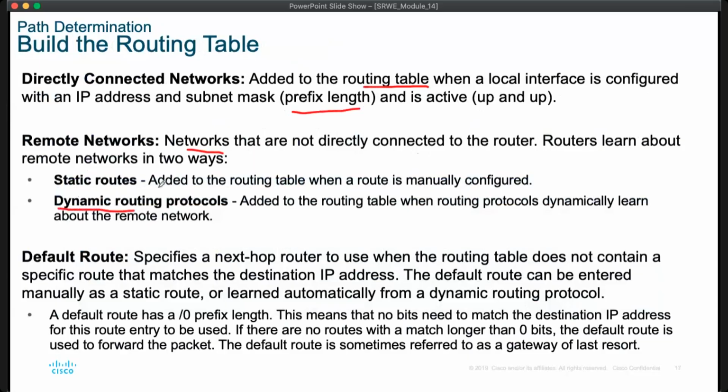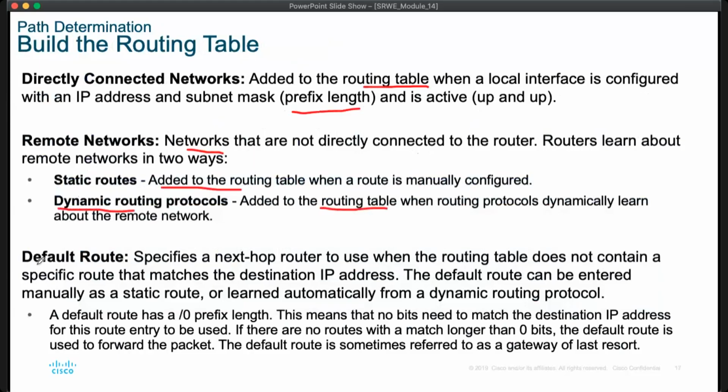Static routes are added to the routing table when a route is configured. Dynamic routing protocol routes are added to the routing table when the routing protocol dynamically learns about the remote networks.